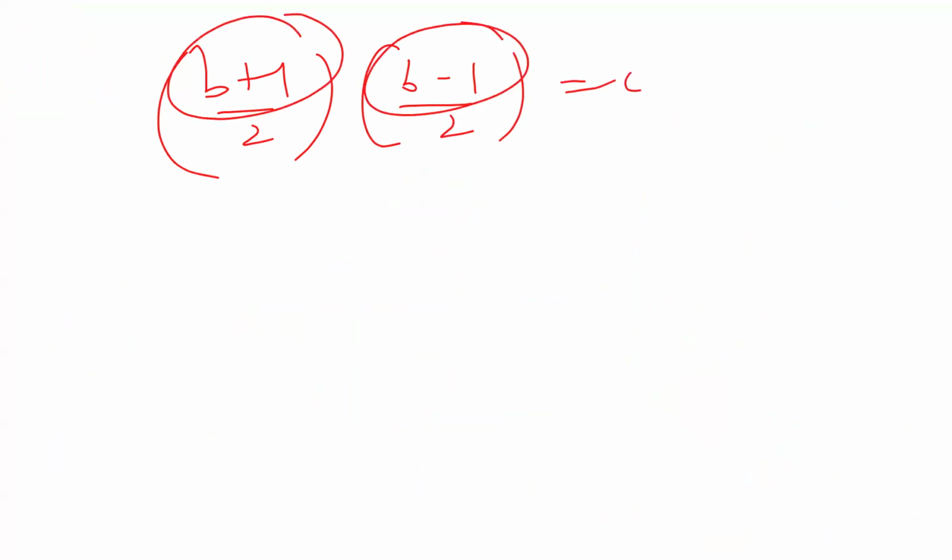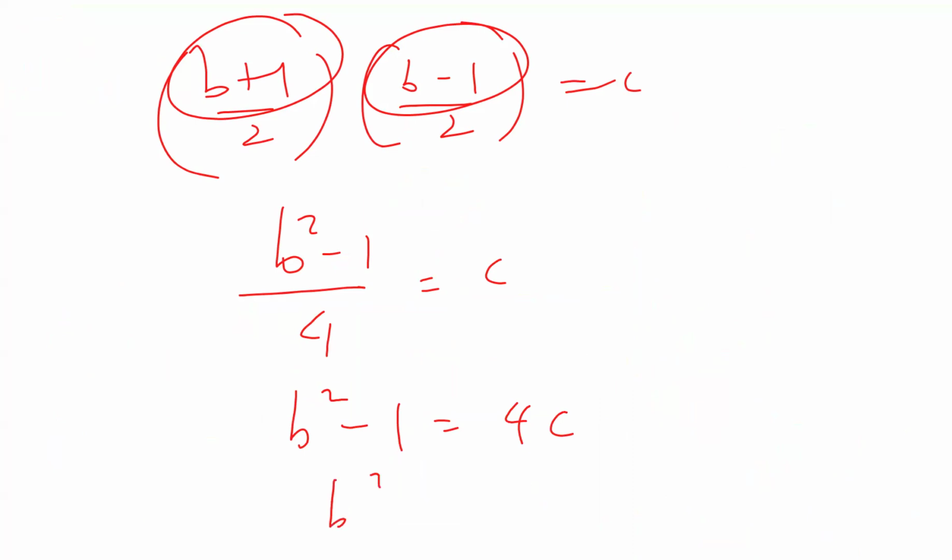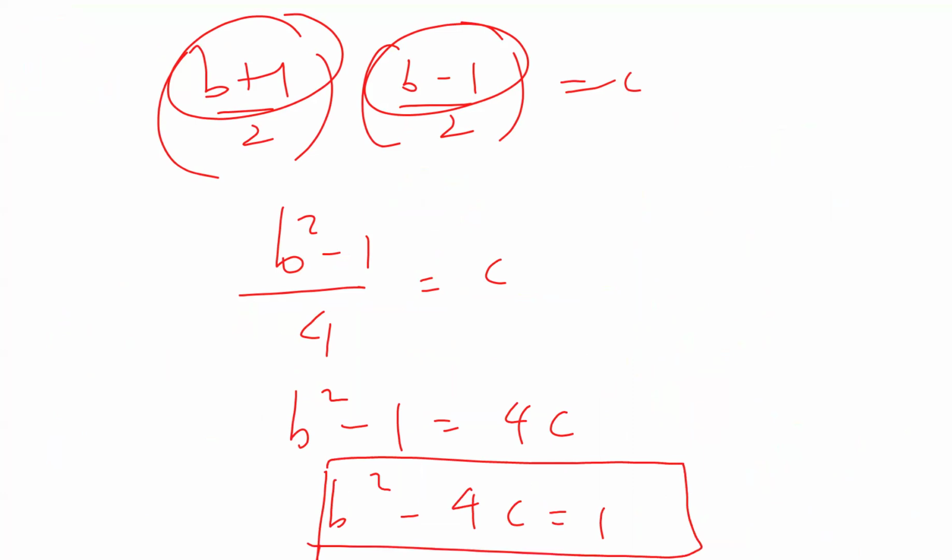So a plus b into a minus b is a square minus b square. So b square minus 1 is equal to 4c, and hence b square minus 4c equal to 1. This is what is asked: find the value of b square minus 4c. This was question number 8. Let us go to question number 9.